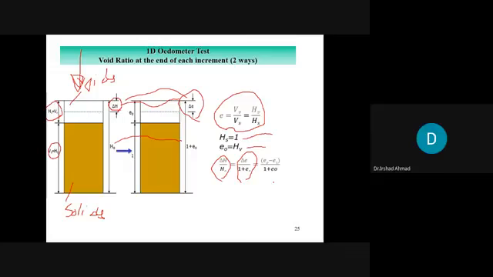Sir, why do we take HS equals to 1? Why not HV equals to 1? Because our purpose is solved when we take HS equal to 1. अगर आप HV को लें तो E will be 1 over HS, तो वो तो बड़ा difficult हो जाएगा.